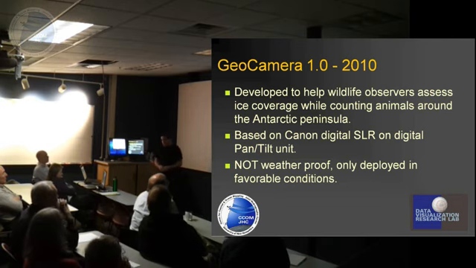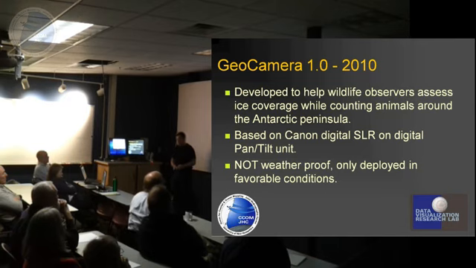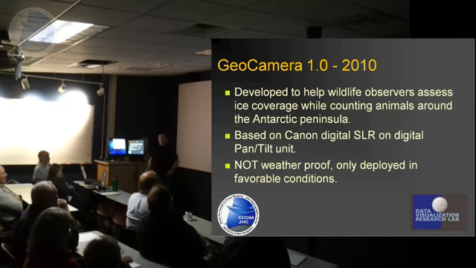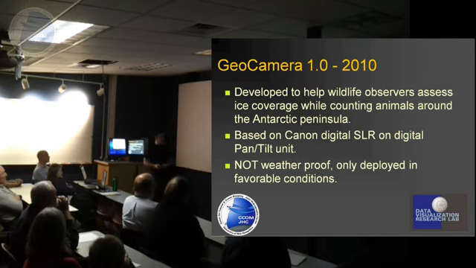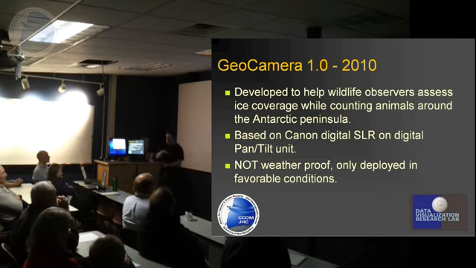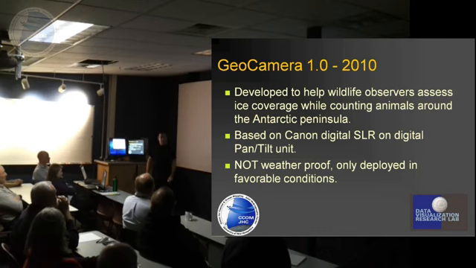So version 1.0 was developed in response to a need down in Antarctica as we were studying whales and their habitat. We started with a very high resolution camera. It was a digital SLR camera, the nice fancy one where you can change the lens and everything. And we put it on a pan tilt unit, which was a separate component, all controlled by a computer.